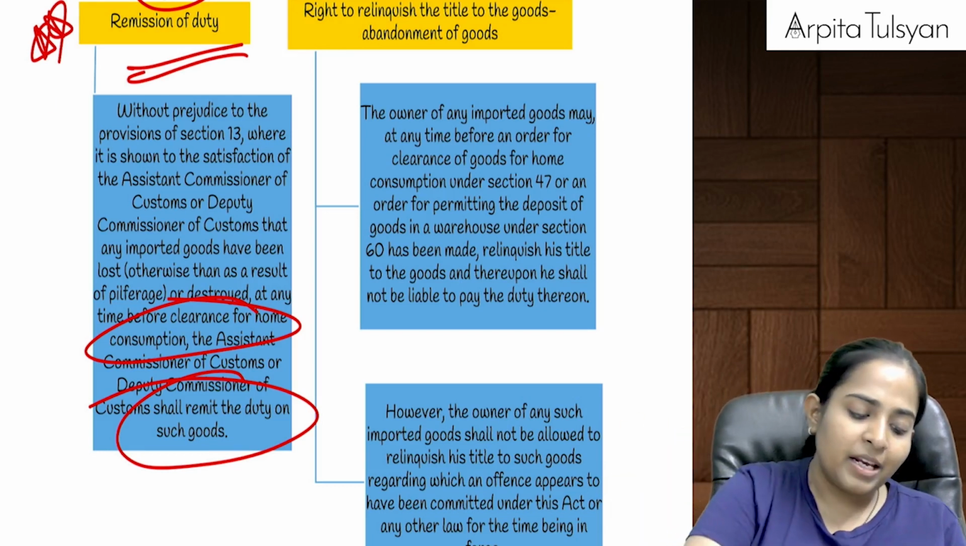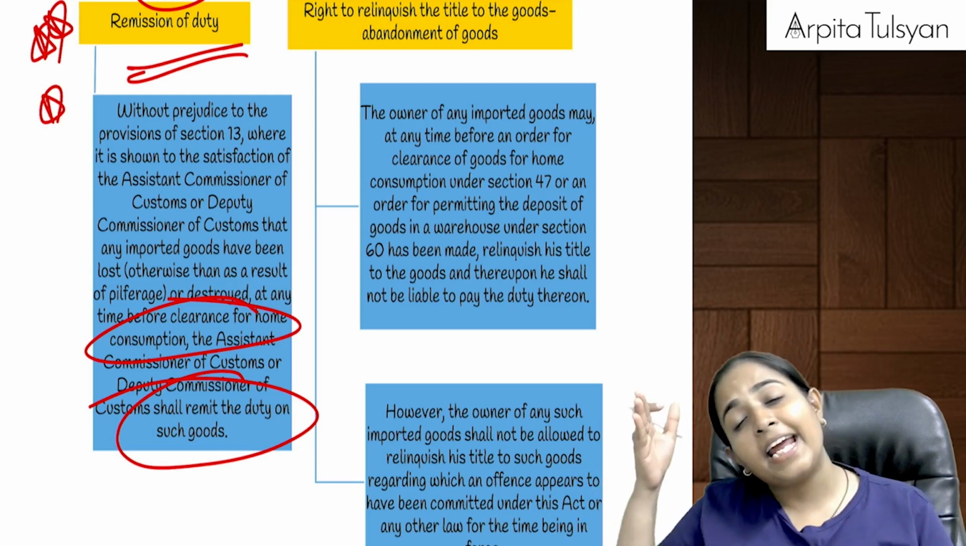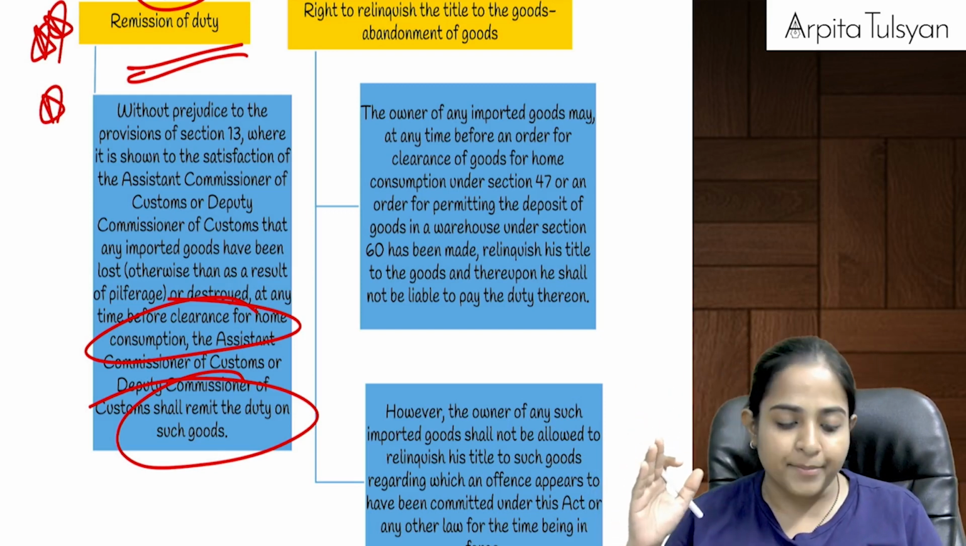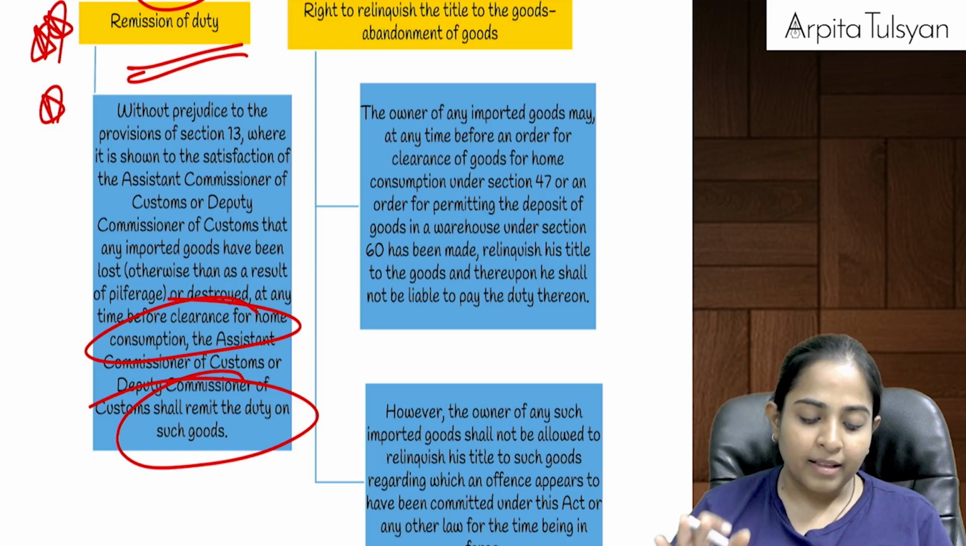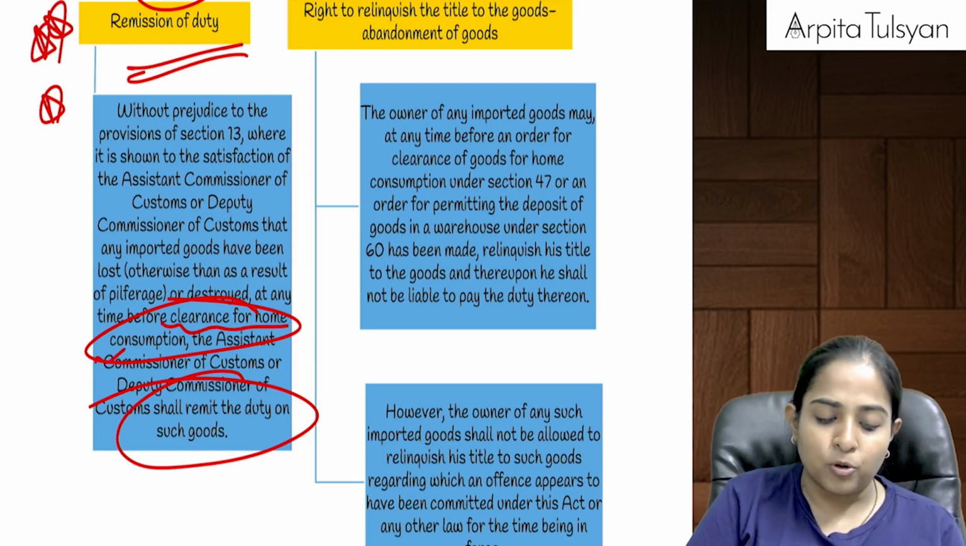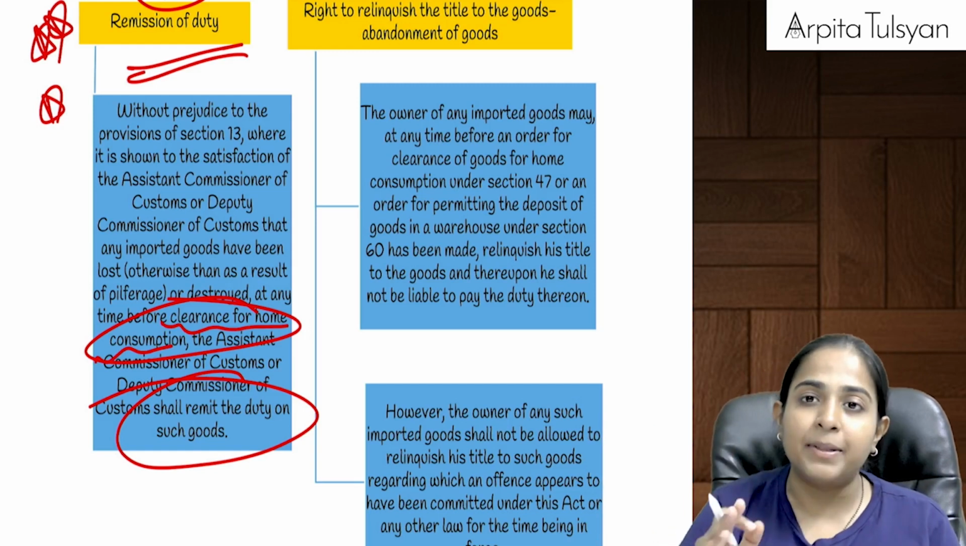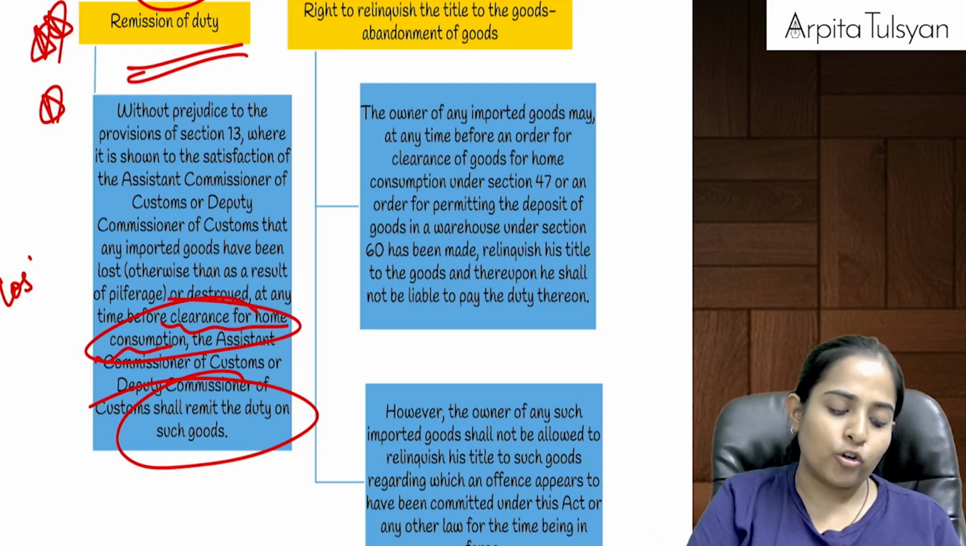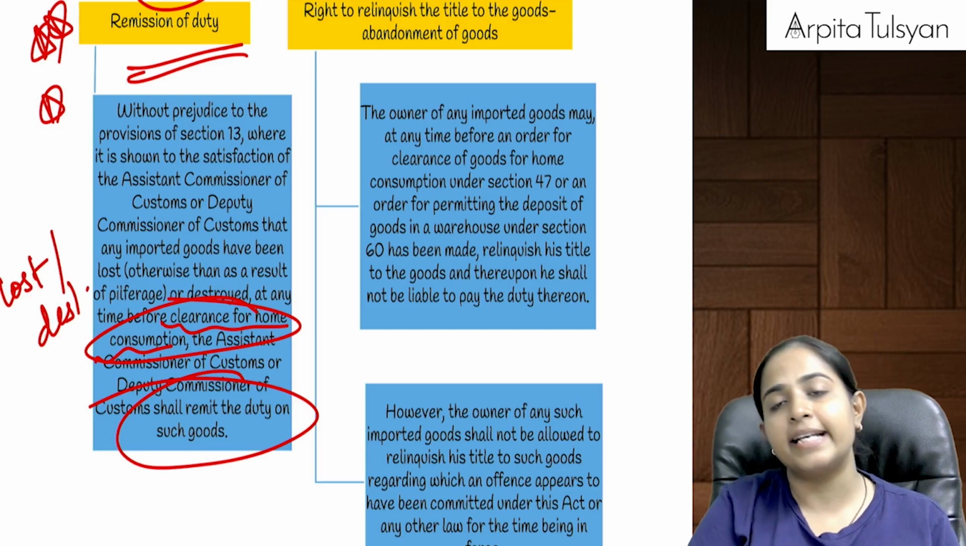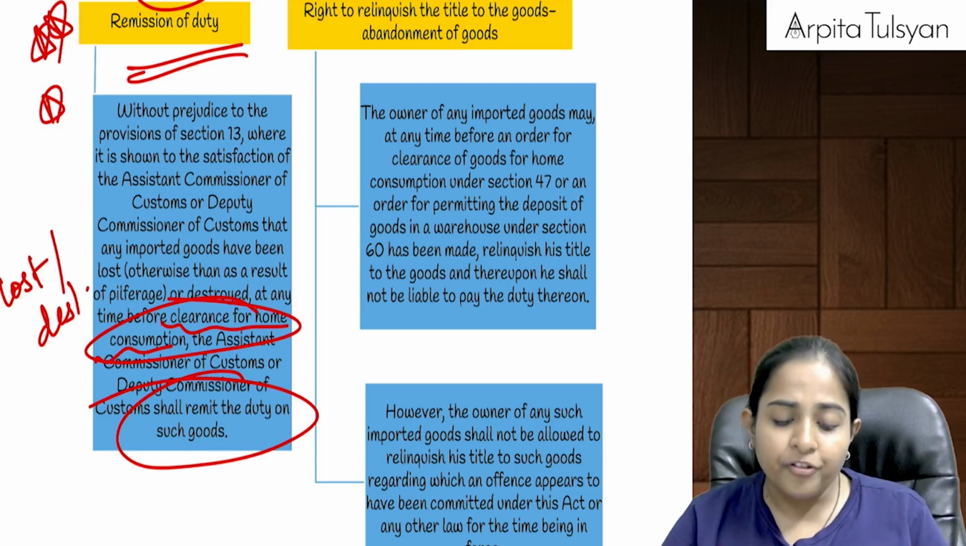Yes, this is a very broad thing, na? Any time till the clearance for home consumption. Any time when you pick up the goods from the customs authority that you want to take to your office, any time till then, if there are lost or destroyed cases, then in that case, you can ask for remission of duty.